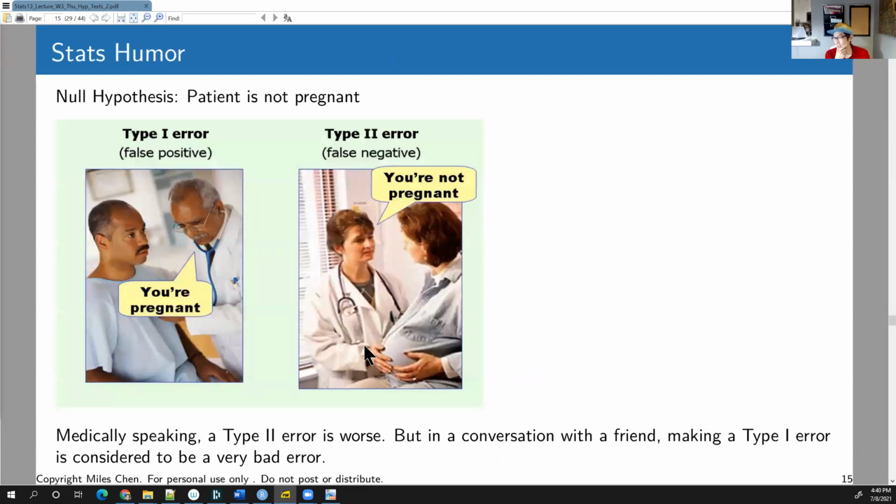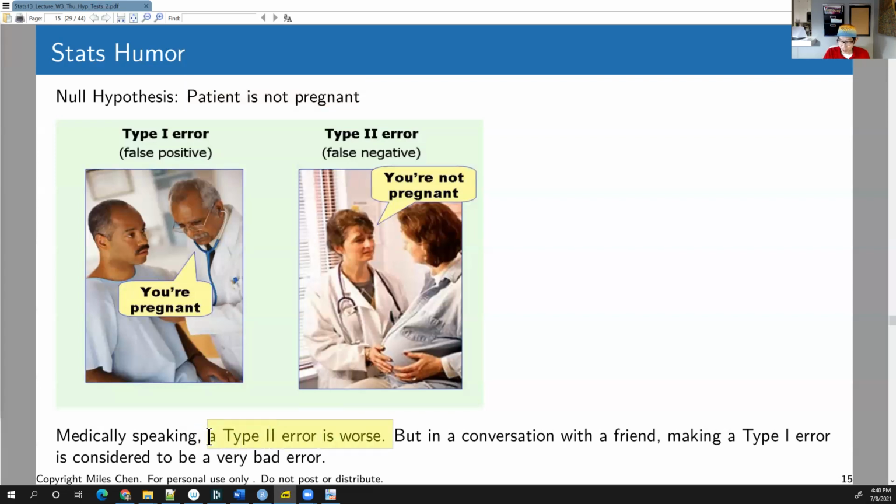Here's a little bit of stats humor, if there's such a thing, okay? In the null hypothesis, we're going to assume that the patient is not pregnant. And so the type 1 error, the false positive, would be the doctor telling this man who is clearly not pregnant that you are pregnant. And the type 2 error would be this doctor telling this woman who is pregnant that she is not pregnant, right? So medically speaking, probably a type 2 error is worse.